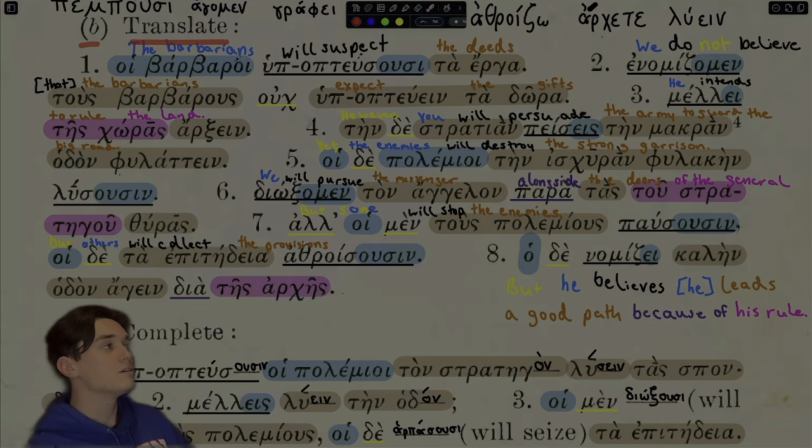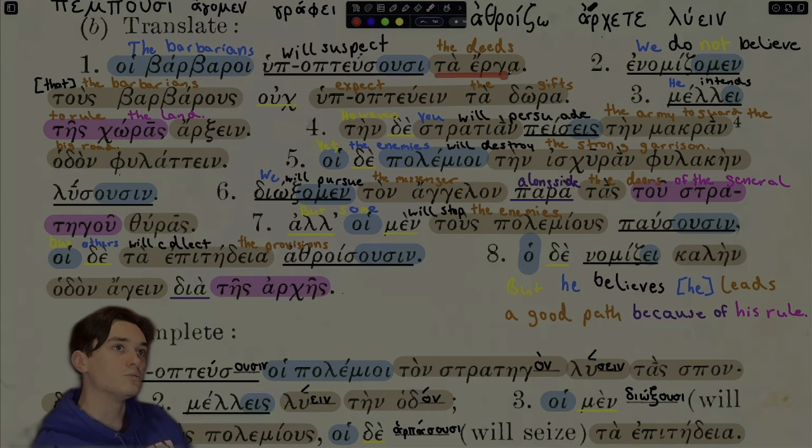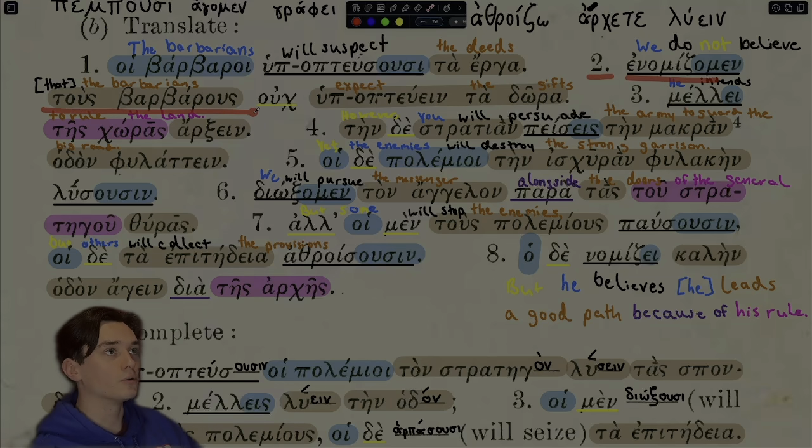B. Translate. 1. Hoi barbaroi hupoptusi ta erga. The barbarians will suspect the deeds. Hoi barbaroi being barbarians, will suspect being hupoptusi, and ta erga being deeds. Nominative, third person plural. Future active indicative, ta erga. Neuter accusative plural.